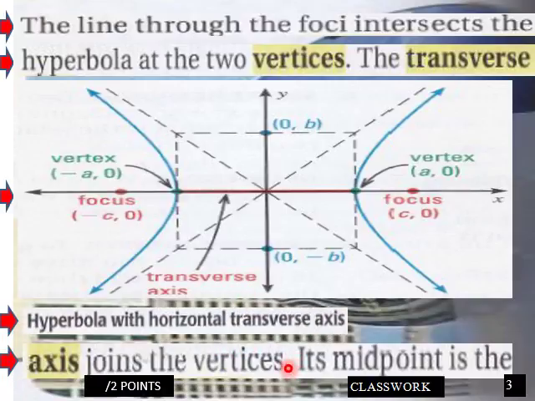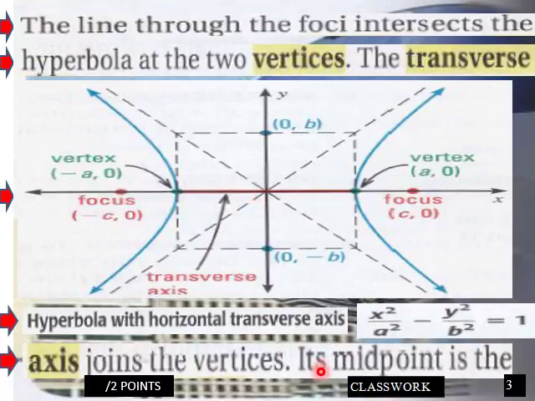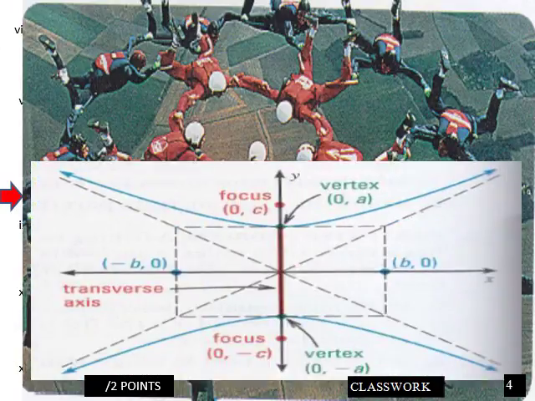Its midpoint is the center. So this is a hyperbola with a horizontal transverse axis. And here is the equation for this hyperbola: x squared over a squared minus y squared over b squared equals 1. So our x squared is here. Whatever has the a squared as the denominator would be the transverse axis.